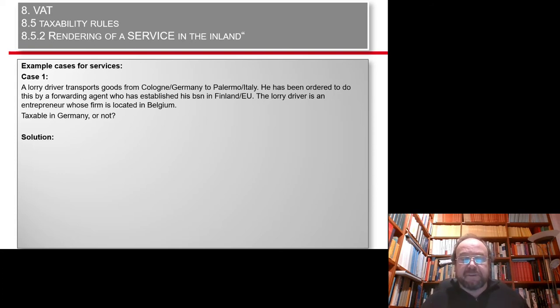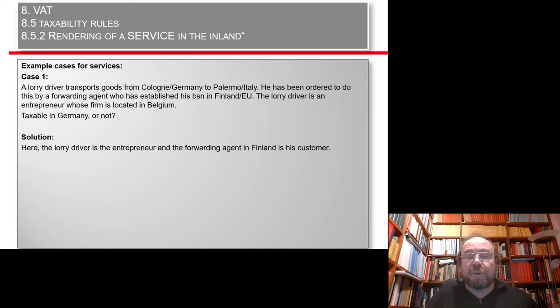He has been ordered to do so by a forwarding agent who has established his business in Finland, which is in the EU. The lorry driver is an entrepreneur whose firm is located in Germany, not in Germany, but in Belgium. My question is: is this taxable in Germany or not? And the answer is, well, let's first think about what we have to test.